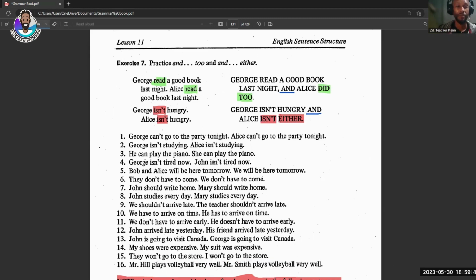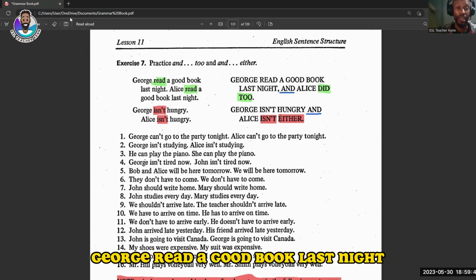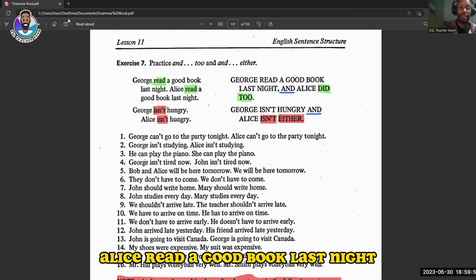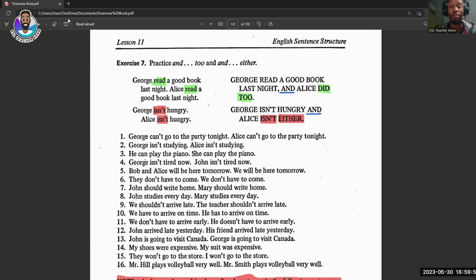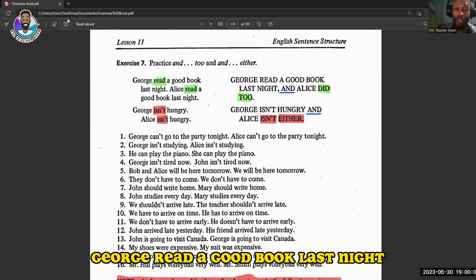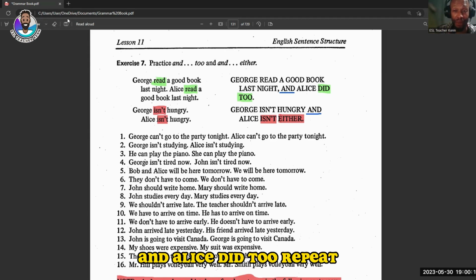And it says, George read a good book last night. Alice read a good book last night. George read a good book last night, and Alice did too. Repeat. Very good.